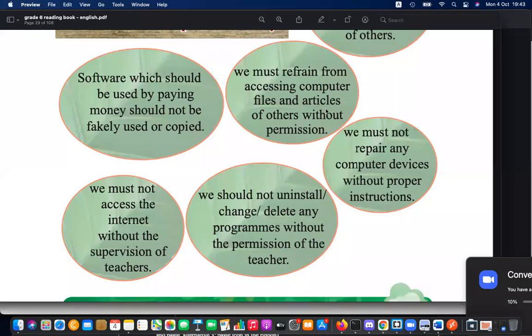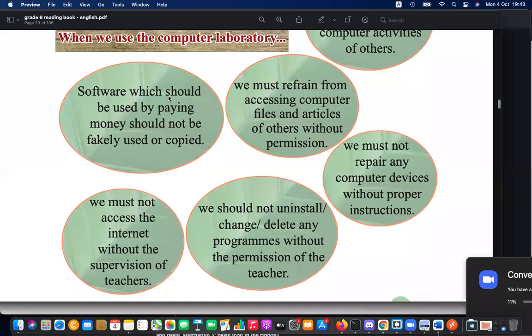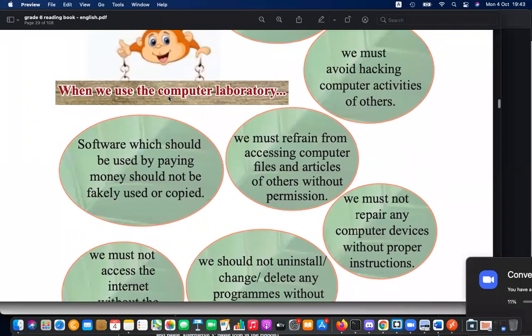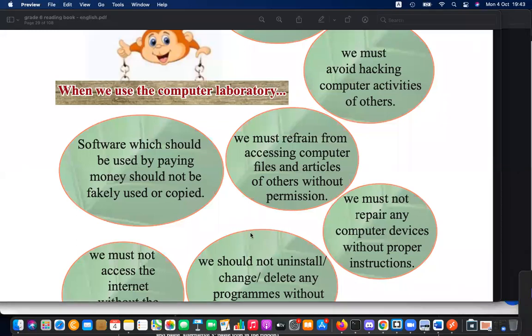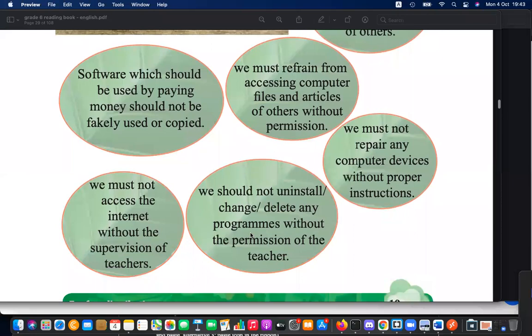Right. Tracking. Basically, we were discussing fraud or cheating with software licenses. This is not good. If software or a license needs to be purchased, do it as instructed. Don't use it in a fake manner. Don't fake register it and use it. That is illegal.